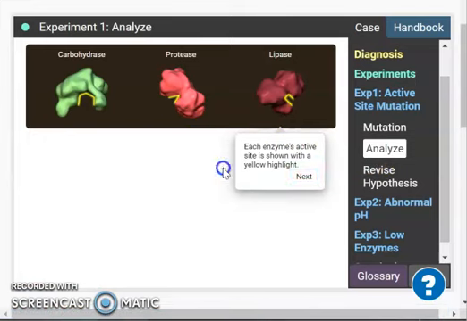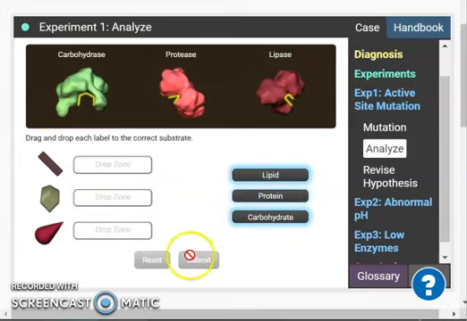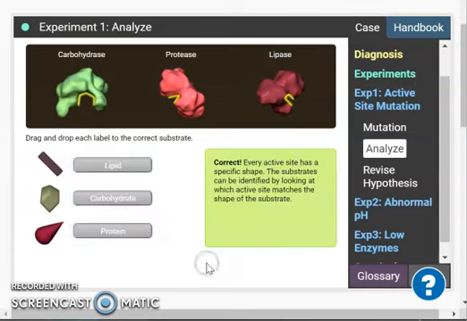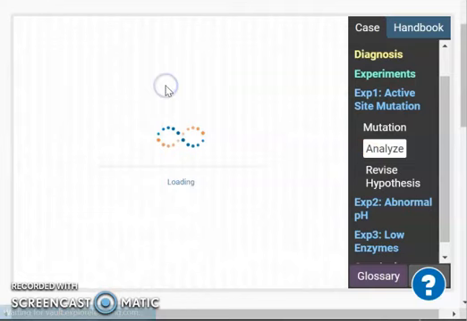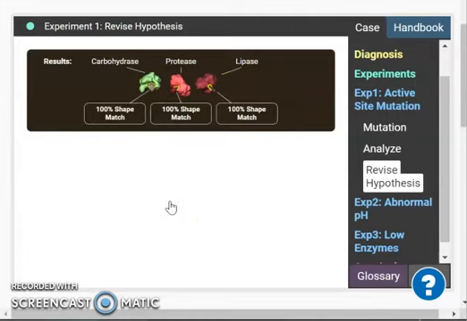Here are the 3 enzymes in the small intestine. Each enzyme's active site is shown with a yellow highlight, and here are their substrates. Now we want to drag and drop to match which substrate goes with which, and click Submit. Then we can bind the substrates, and let's see our results. All of these have 100% shape match.